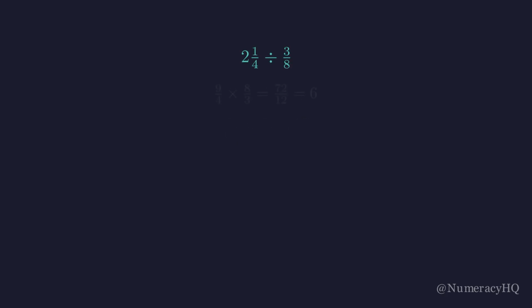Question 3. 2 1/4 divided by 3/8. Convert to 9/4. Keep, change, flip, multiply by 8/3. 72 over 12 equals 6.